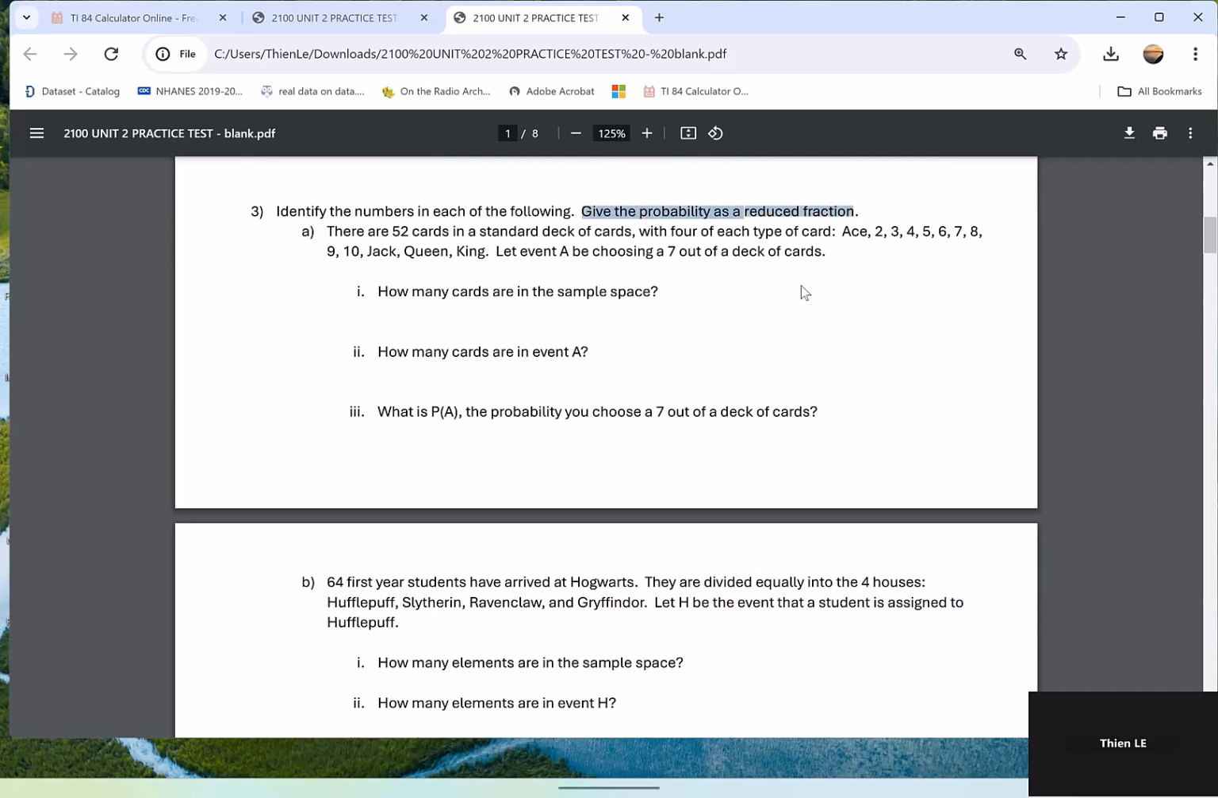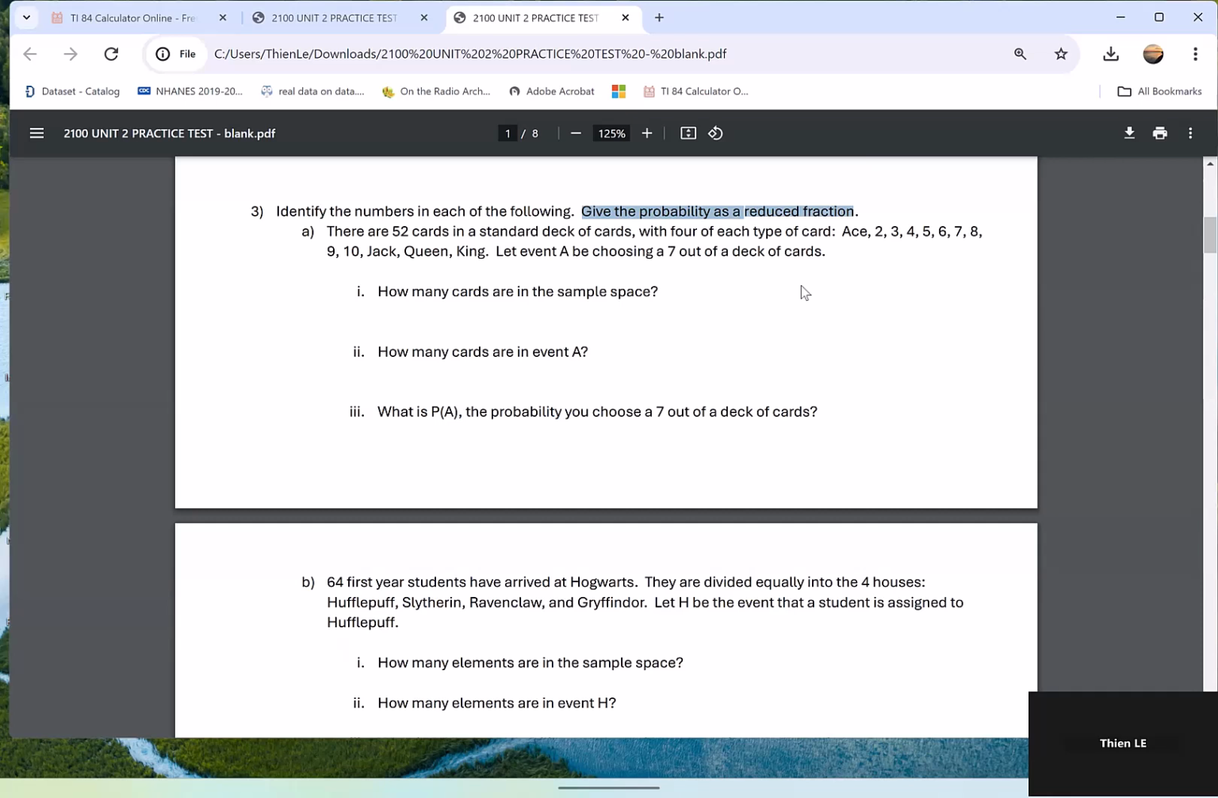There are 52 cards in a standard deck of cards, right? With 4 of each type of card. Ace, 2, 3, 4, 5, 6, 7, 8, 9, 10, Jack, Queen, King, so just a standard deck, right? Let event A be choosing a seven out of a deck of cards, okay? So we care about if we get a card seven or not.